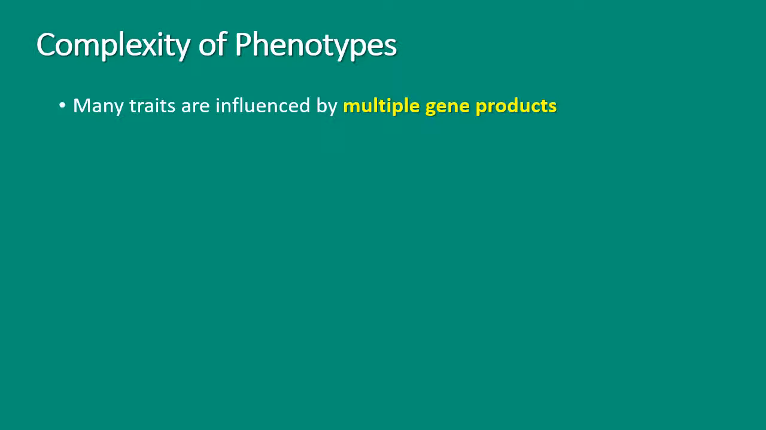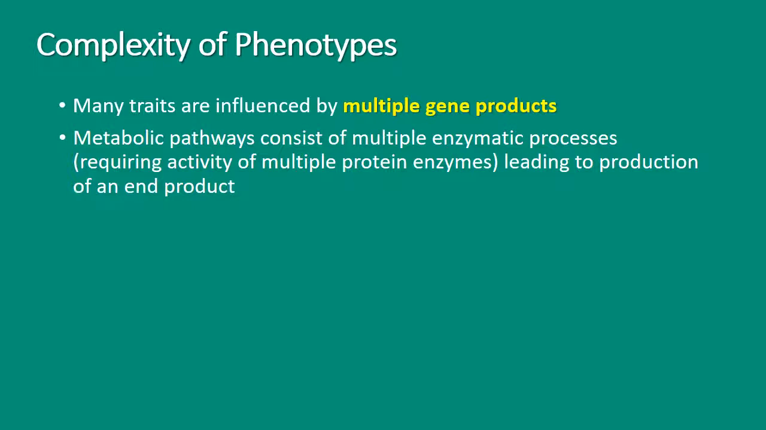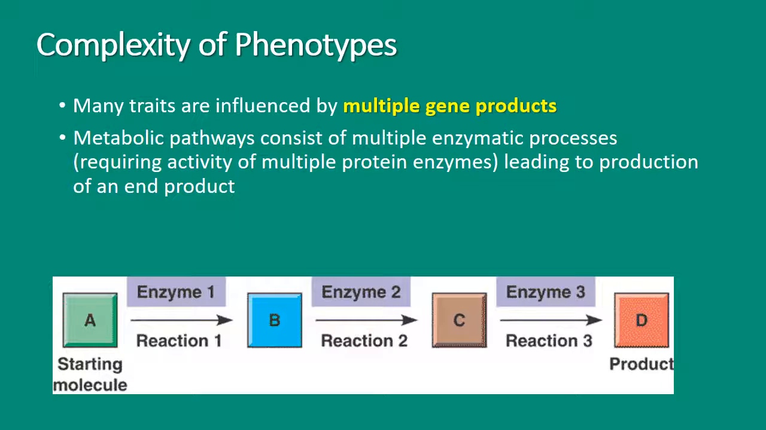Now, typically, we don't see that a single trait is influenced by a single gene. Usually there's multiple gene products involved. For example, let's say you're going to synthesize an amino acid. It might take 10 different enzymatic reactions, all involving 10 different proteins, or 10 different enzymes, 10 different gene products to carry out that synthesis pathway. If any one of those enzymes is mutated and doesn't function properly, you're not going to produce that end product. You're not going to produce that amino acid.